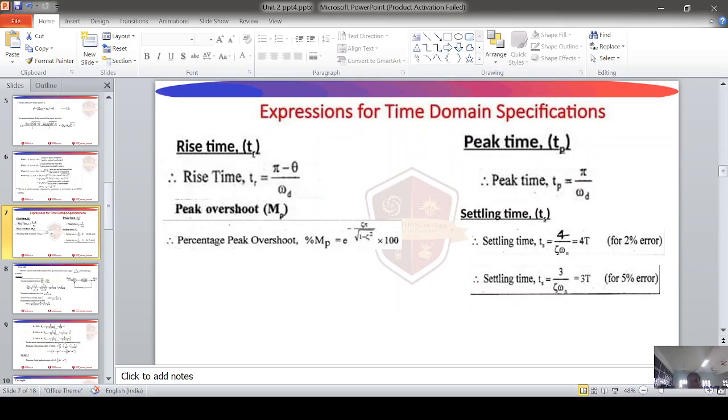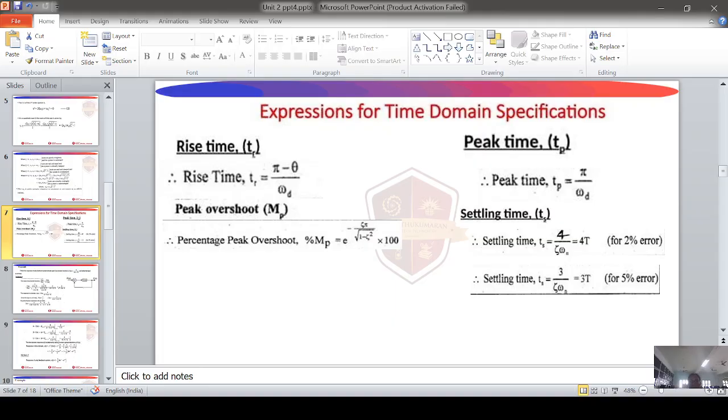Then time domain specifications. They introduce key performance parameters: delay time, rise time, peak time, maximum overshoot, and settling time. Rise time is the time required for the response to rise from 10% to 90% of the final value. It indicates how quickly the system responds. Tr is equal to pi minus theta divided by omega d.